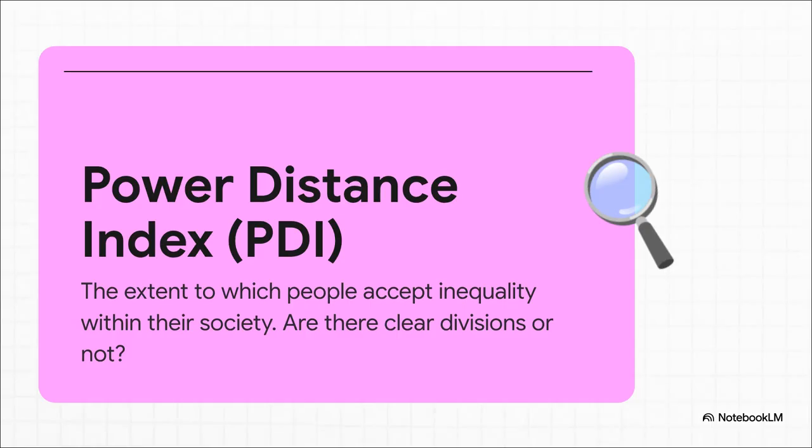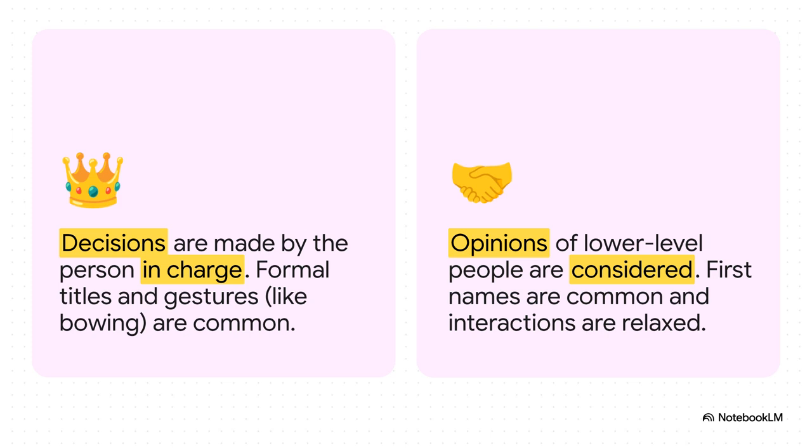First up, we have what he called the Power Distance Index. So what does that mean? Basically, it's all about how a society handles power and inequality. The big question it asks is, are people okay with a clear hierarchy where everyone knows their place, or do they push for things to be more equal, with everyone having a say? And you see this play out in really practical ways at work. In high-power distance cultures, decisions come from the top down. You use formal titles, it's Mr. or Ms. so-and-so, and you even see formal gestures like bowing. On the flip side, in low-power distance cultures, everyone's opinion is considered, first names are the norm, and the whole vibe is just way more relaxed.